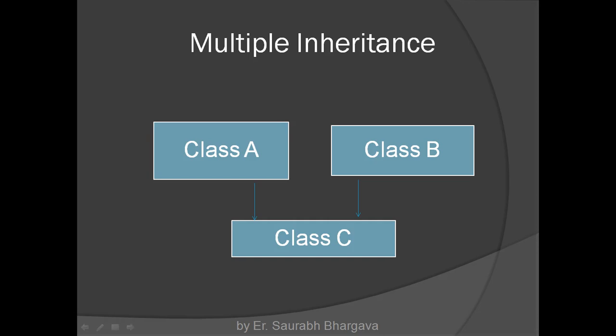Multiple inheritance, which is not allowed in Java. It is like two or more classes being derived by one class. So there is a stage of deadlock or confusion about which class it should be inherited from.